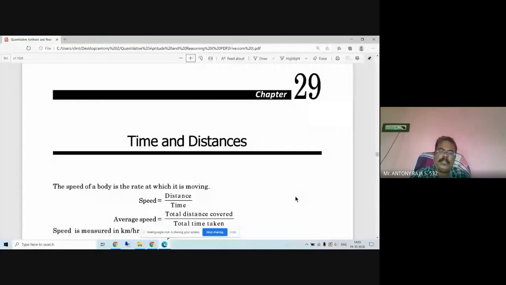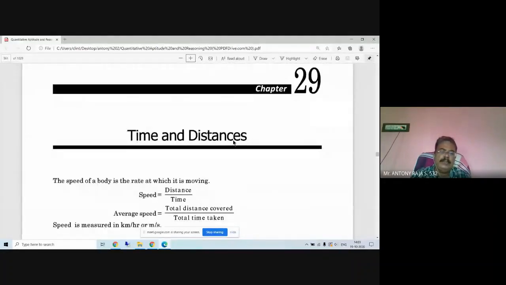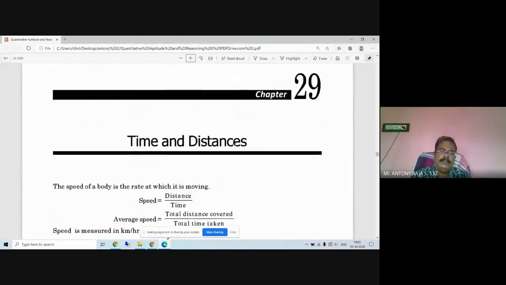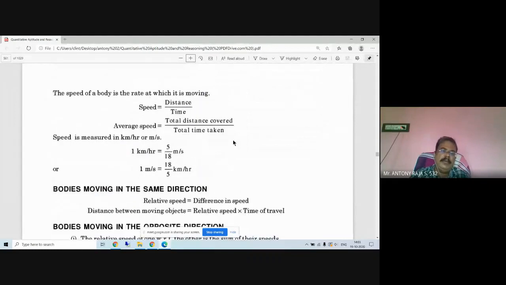Okay, so note down chapter 29. Time, distances, and speed is also available. Here some formulas are there. Chapter 29. Speed of a body is the rate at which it is moving. Here speed is nothing but velocity. So velocity unit, you know what is velocity? Meter per second is the velocity unit.